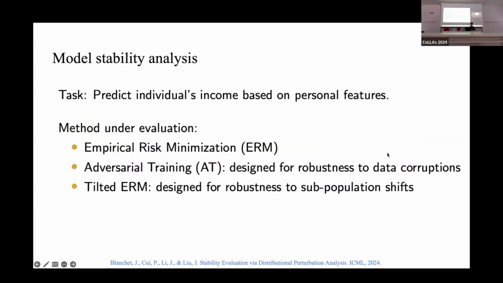And here we examine three kinds of methods. The first one is empirical risk minimization, the vanilla method. The second one is adversarial training. This kind of method is designed for data corruptions. And the third one is tilted ERM, and it's designed for subpopulation shifts.